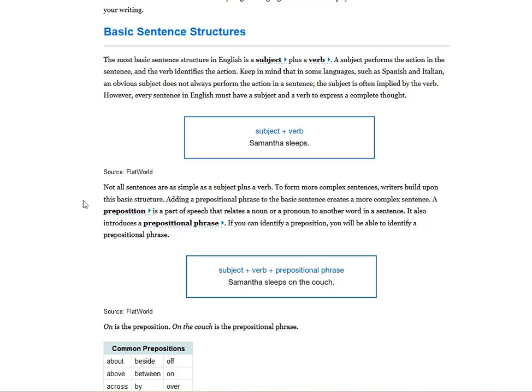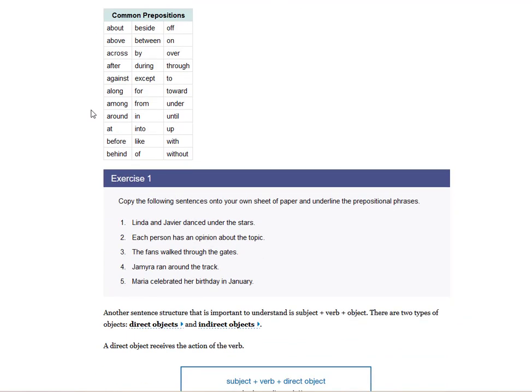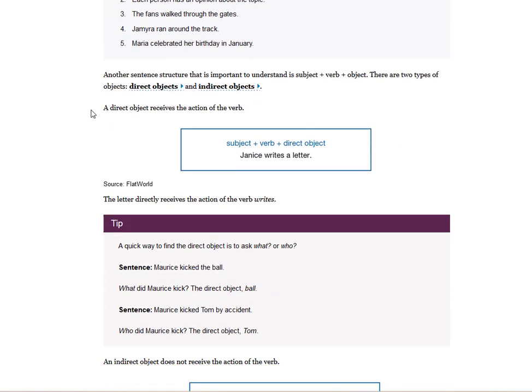And so you have to memorize what this means for the test. So, common prepositions. Prepositions show time and place. So: about, above, across, after, against, along, among, around, at, before, behind, beside, between, by, during, except, for, from, in, into, like, of, off, on, over, through, to, toward, under, until, up, with, without, usually showing some kind of location.